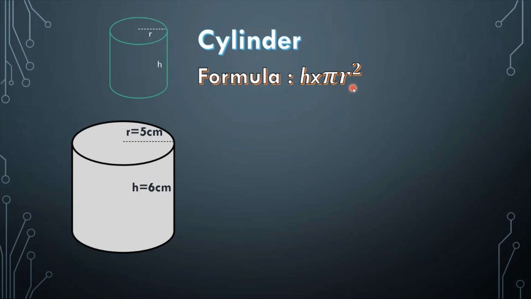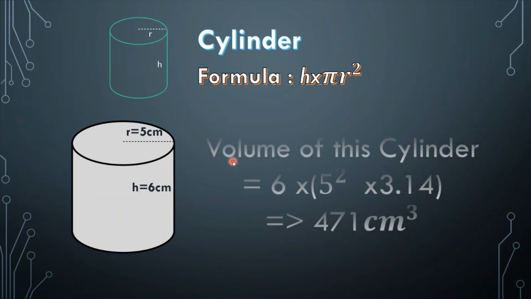So I'll show you an example, which is here: r is 5 centimeters, height is 6 centimeters. If you substitute it, it's 6 times 5 squared, which is the radius, times 3.14, which is pi, which is 471 centimeters cubed. So the volume of the cylinder is 471 centimeters cubed.